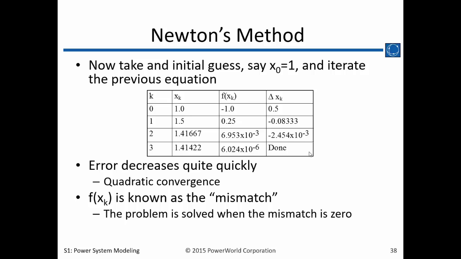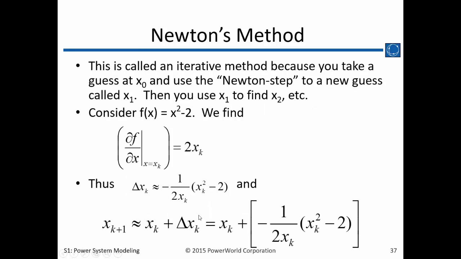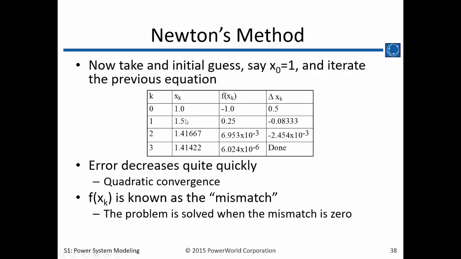So let's take, for example, a previous equation where we assume that we're starting with a function of x squared minus 2. If you take the initial guess as x0 equals 1 and iterate that equation, you end up getting, after the third iteration, a value of 1.41422. And this is the change function here. You can see it's now 6.024 times 10 to the minus 6, so it's very small. So we're going to say this is a small enough change that we're going to stop and consider that we're done. The error decreases quite quickly because this has quadratic convergence.